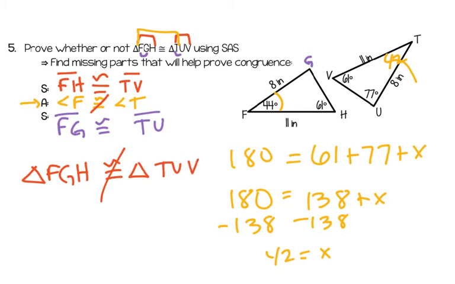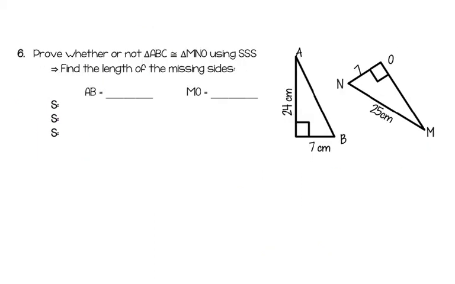So because it's not congruent, I would say that triangle FGH is not congruent to triangle TUV, because if they were, then all of their corresponding parts would have to be congruent. And because this is 42 and that's 44, and they're supposed to be going together, they're not. So not congruent.